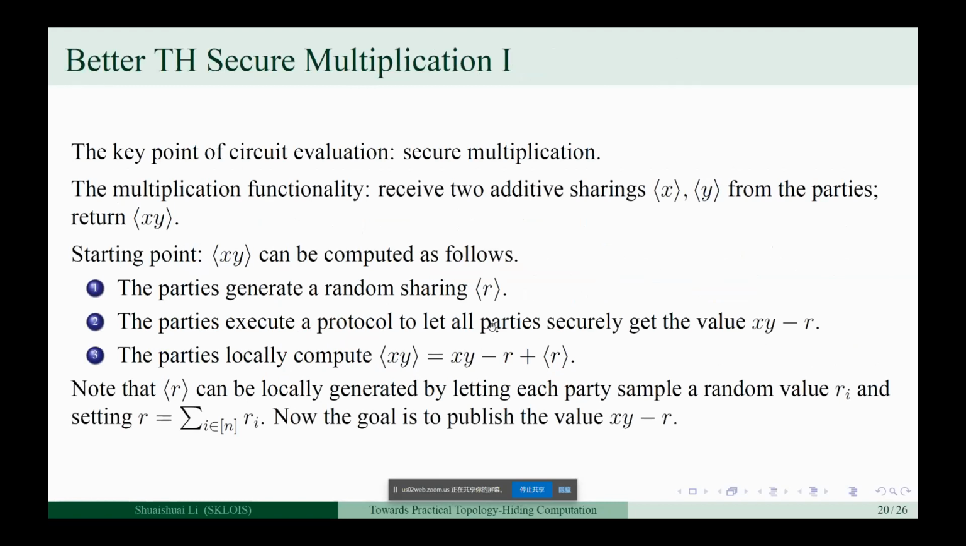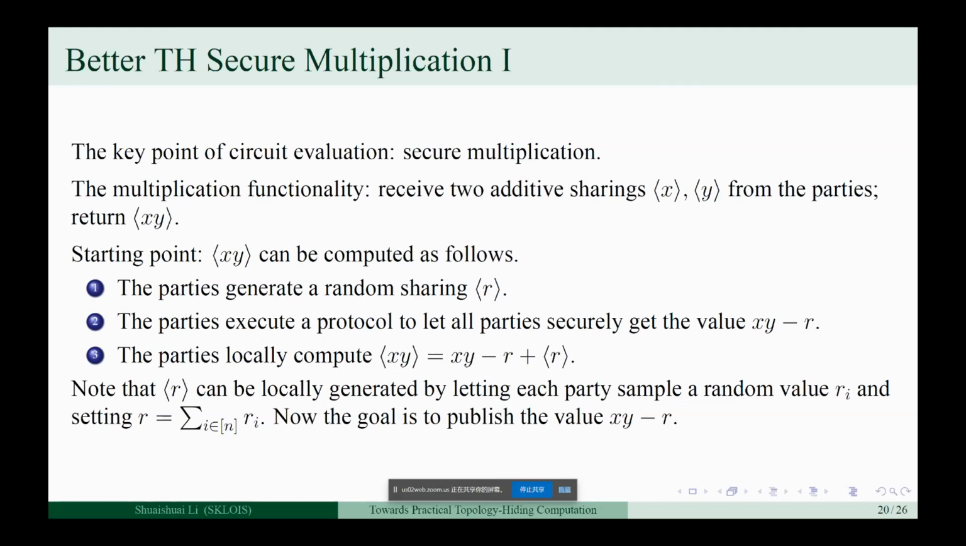Now, we consider the circuit evaluation phase. The key point of circuit evaluation is to realize the multiplication functionality, which receives additive sharings of x and y, and returns an additive sharing of x times y. Our starting point is that a sharing of x times y can be computed as follows. Firstly, the parties generate a sharing of a random value R. Then the parties execute a protocol to let all parties securely get the value x times y minus R. Finally, the parties can locally compute a sharing of x times y.